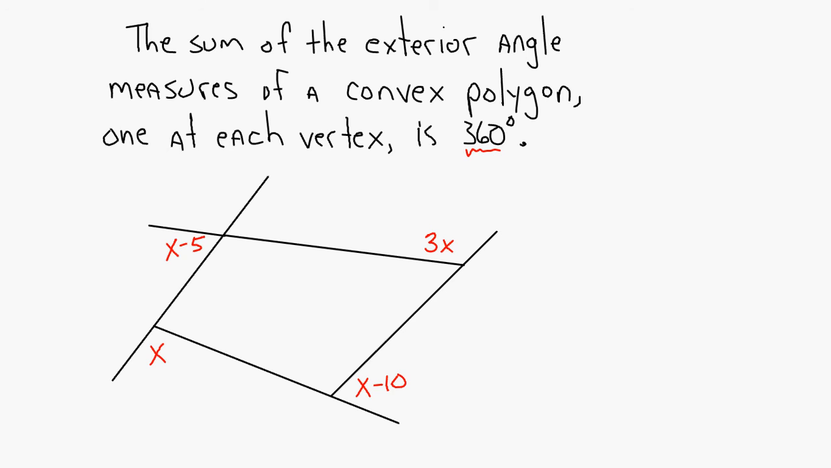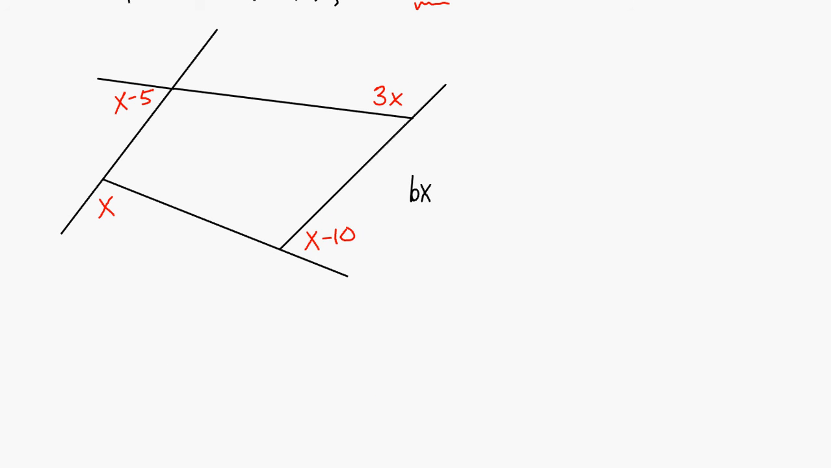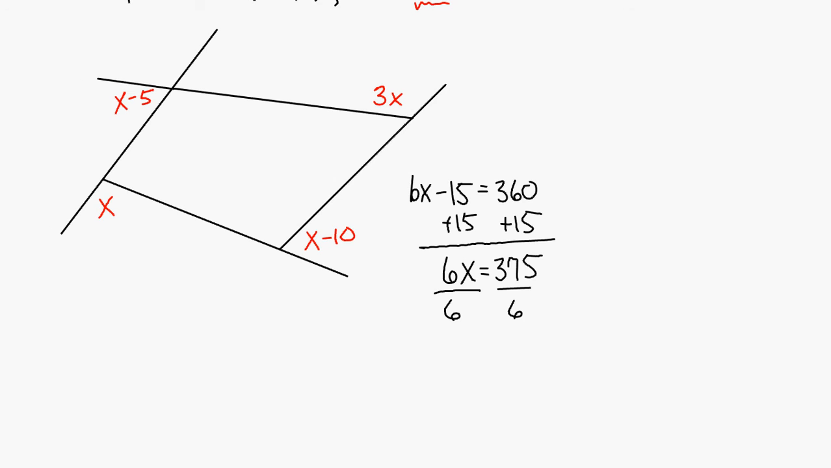So you got an X plus X is 2X and another X. So you got 6 X's total. What do you got? Minus 15 equals 360. Add your 15. And 6X equals 375. Divide by 6. And X is going to equal 375 divided by 6, 62.5. Okay?